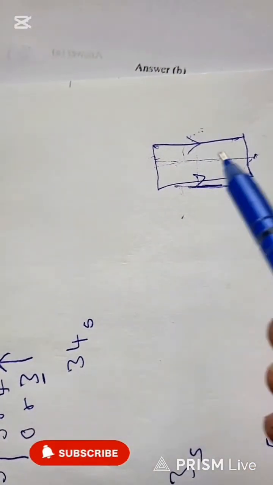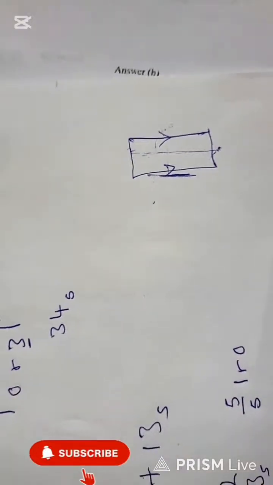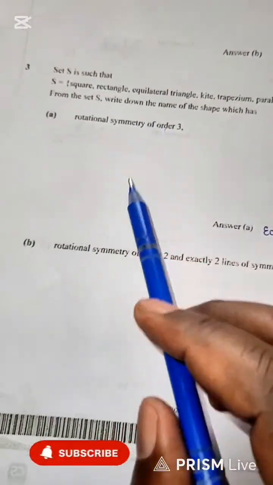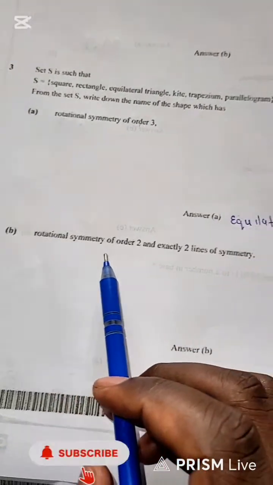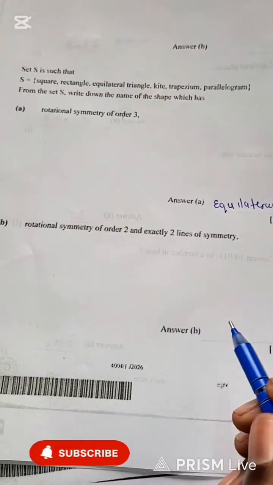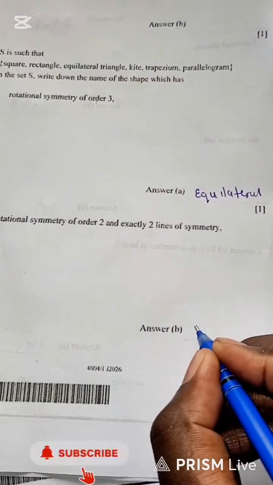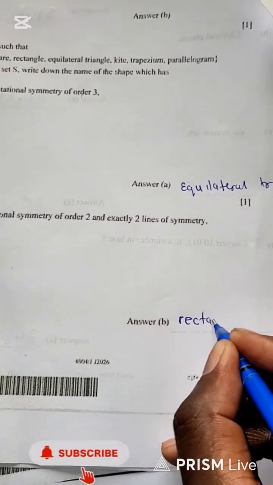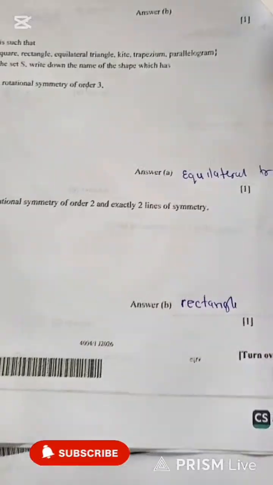So lines of symmetry are lines that can cut any shape into 2 equal parts. Okay. So from our sets, rotational symmetry of order 2 and exactly 2 lines of symmetry, it's our rectangle. Are we together? All right.